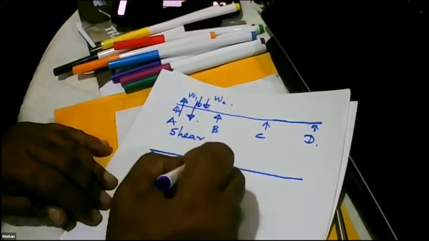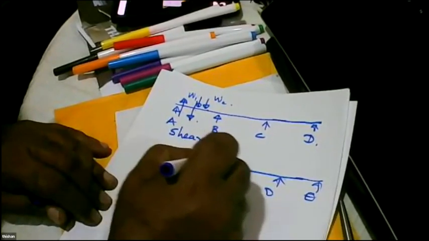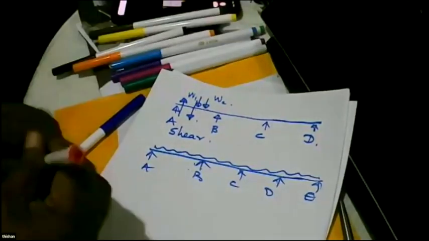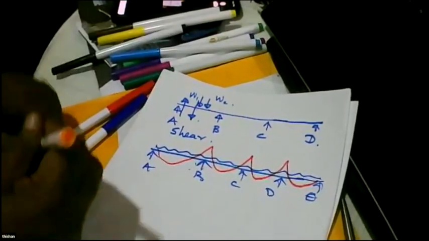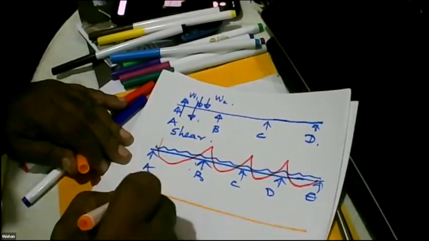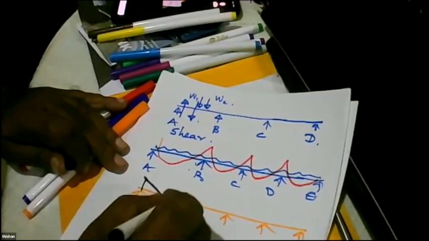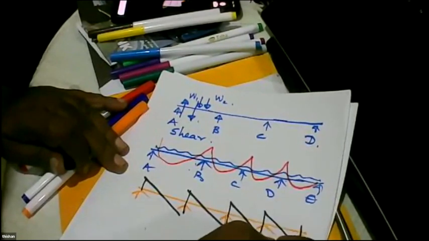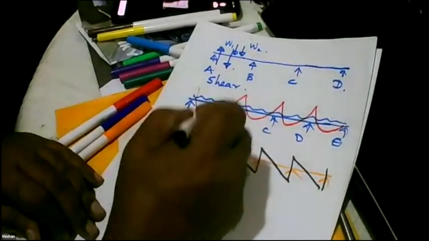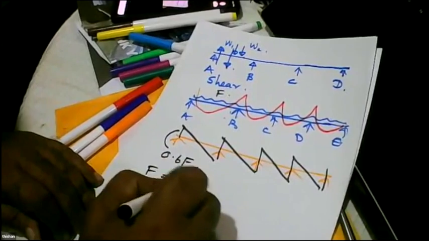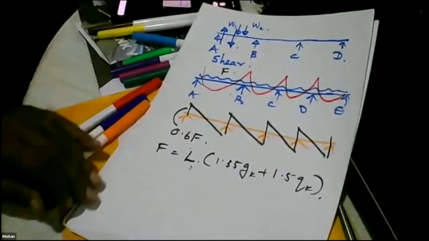So whether it's a UDL, we must have the bending moment diagram. Whenever there's bending, what is the next thing that happens? We'll have shear. And the shear force diagram goes like this. We approximately say the shear here cannot exceed 0.6 times F, where F is equal to L times 1.35 Gk plus 1.5 Qk. So the total load.